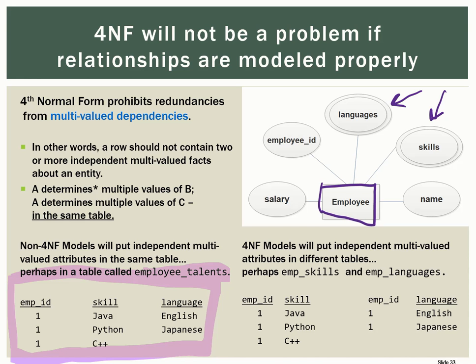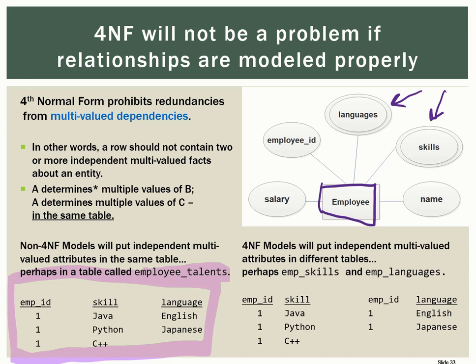Number one, you're going to have lots of nulls. Suppose, for example, that you had 40 skills and you only knew 2 languages. Then for that employee, there'd be 38 rows where the language is null. And remember, we don't like nulls too much in table design.